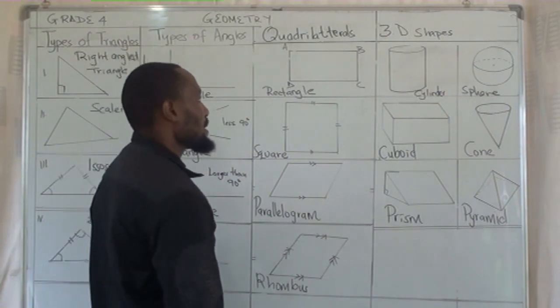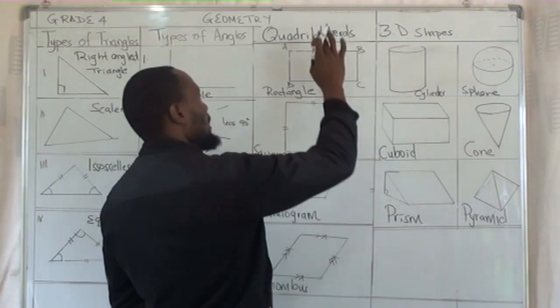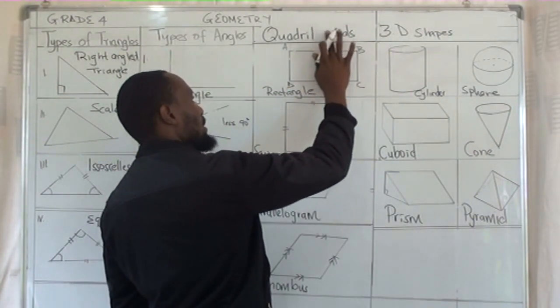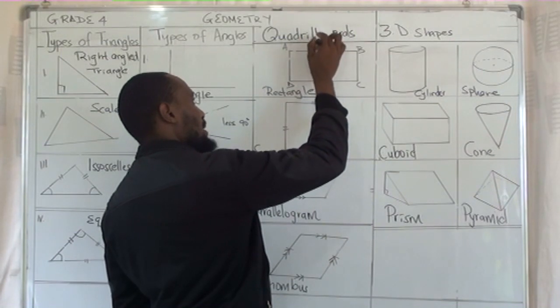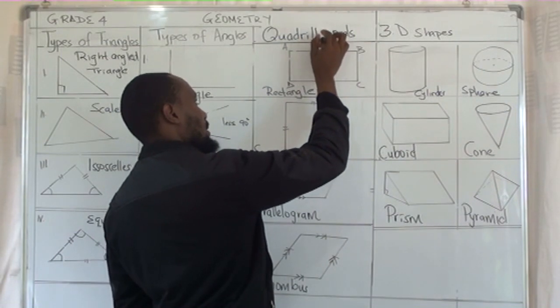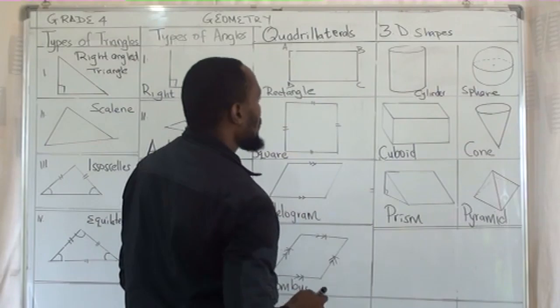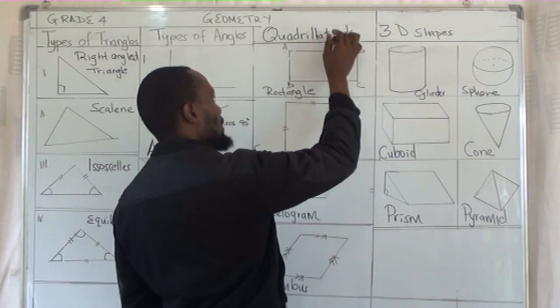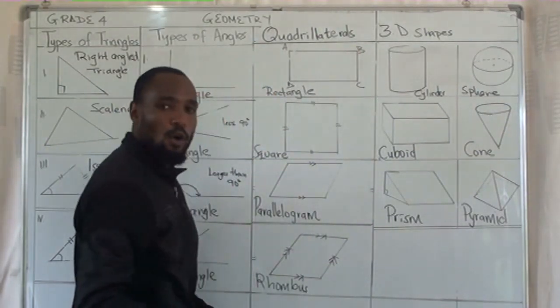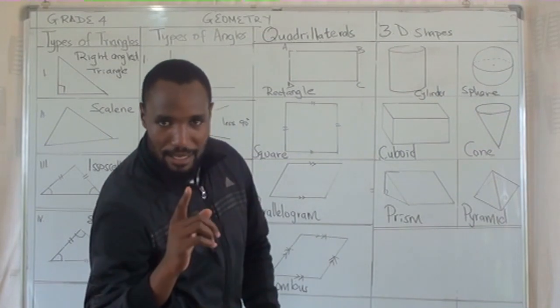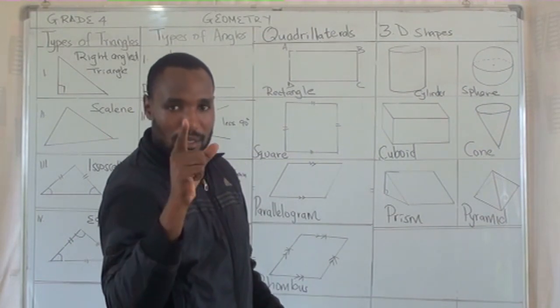Quadrilaterals, sorry, spelling mistake here. Quadrilaterals, there is double N, then single T. Quadrilateral. Quadrilaterals are shapes with 4 sides.